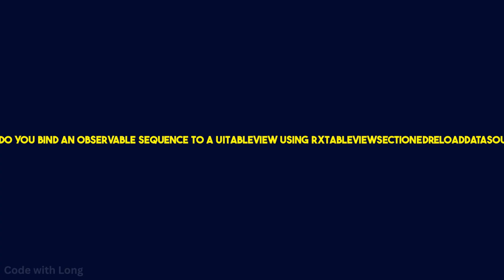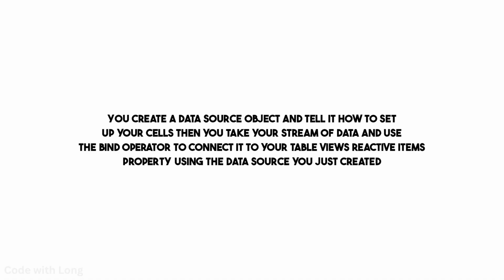How do you bind an observable sequence to a UITableView using RxTableViewSectionedReloadDataSource? You create a data source object and tell it how to set up your cells. Then, you take your stream of data and use the bind operator to connect it to your table view's reactive items property using the data source you just created.